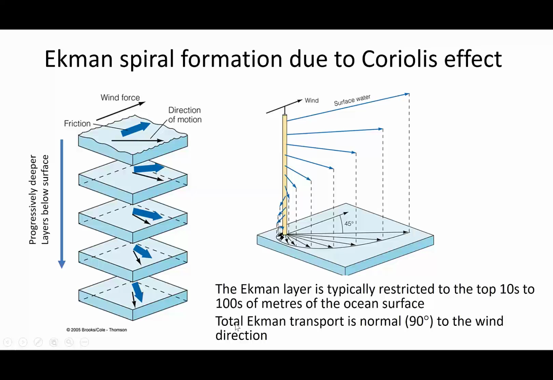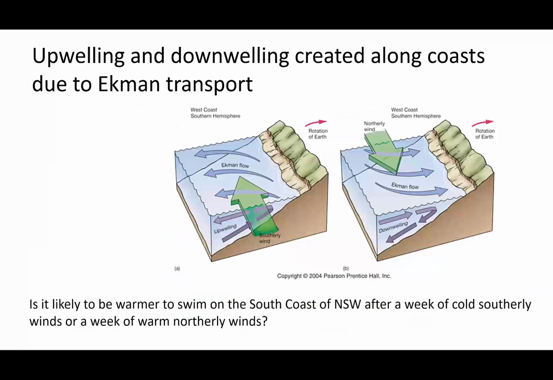The interesting thing about this is the total Ekman transport of water due to the wind is actually normal, 90 degrees, to the wind direction. So if you sum up all of these water directions in these layers and the total amount of water movement, if the wind is blowing towards the north, then the actual total water mass direction will be to the east in this example. So that creates some really interesting phenomena.